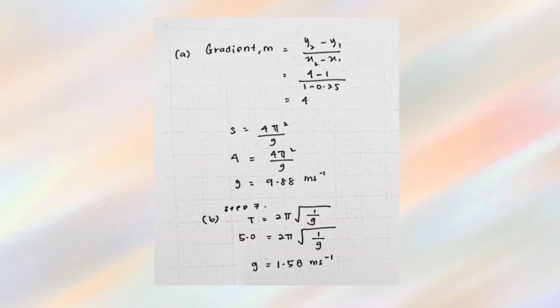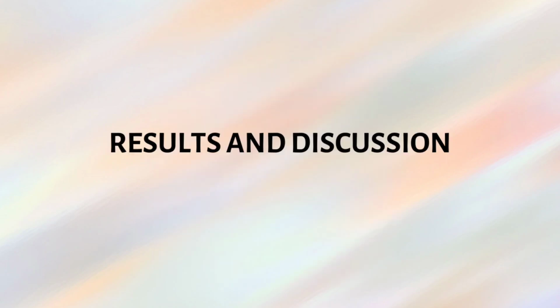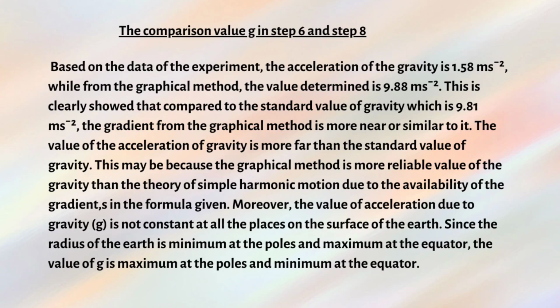Based on the graph, the gradient is 4, and when we put the gradient into the given equation, the value of g is 9.88 ms-2. And for experiment 2, for step 8, when we put in the equation, the value of g is 1.58 ms-2. So let's move to the results and discussion. This is the comparison of the value of g in step 6 and step 8.